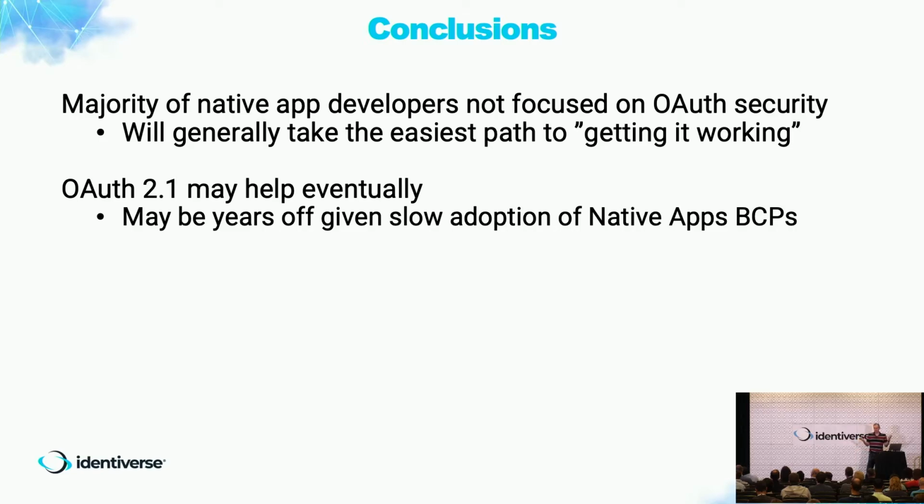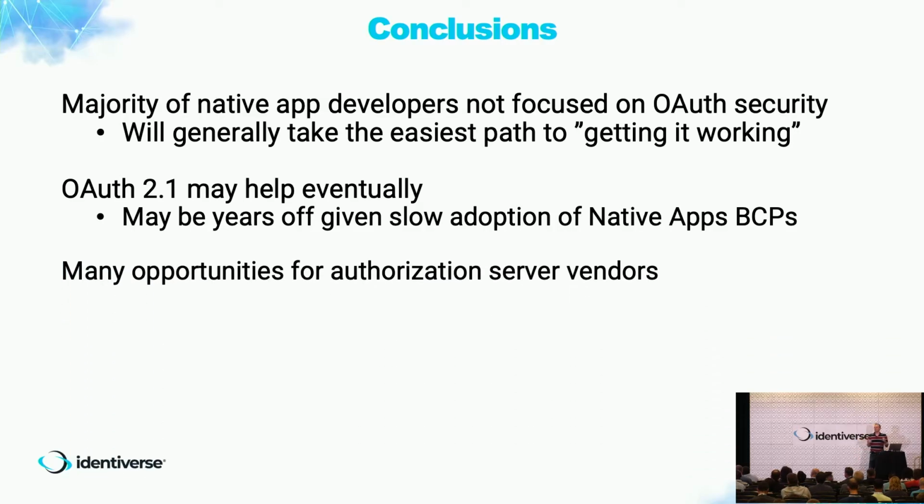But given that we're 5 years on from the native apps BCP, and we've just seen that the majority of the apps aren't actually following the BCPs, if you just follow that pattern, you have to assume it's going to be years before OAuth 2.1 makes any impact on improving things in the real world.